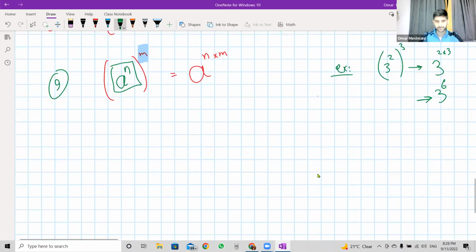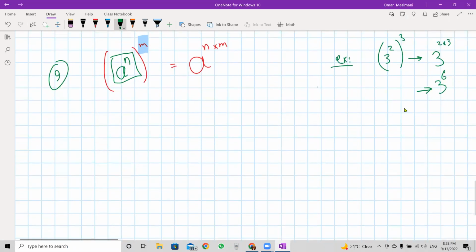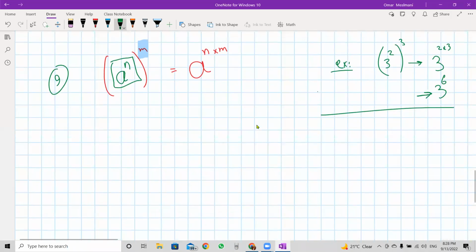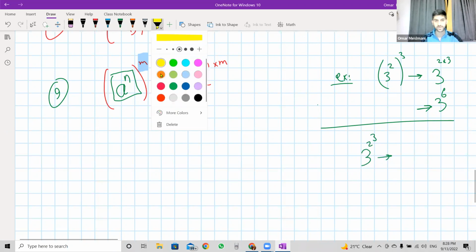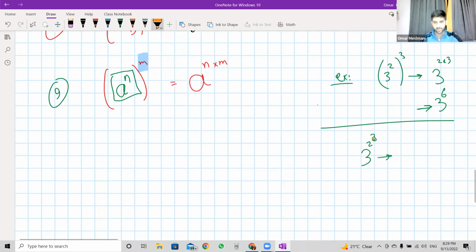Rule number 10. Oh wait, no, I need to wait. Before writing, I will give you another example. If you have 3 power 2 to the power of 3, look how different this one is from the other one. The power 3 that you can see, is it for the whole exponent or only for the 2? It's only for the 2.